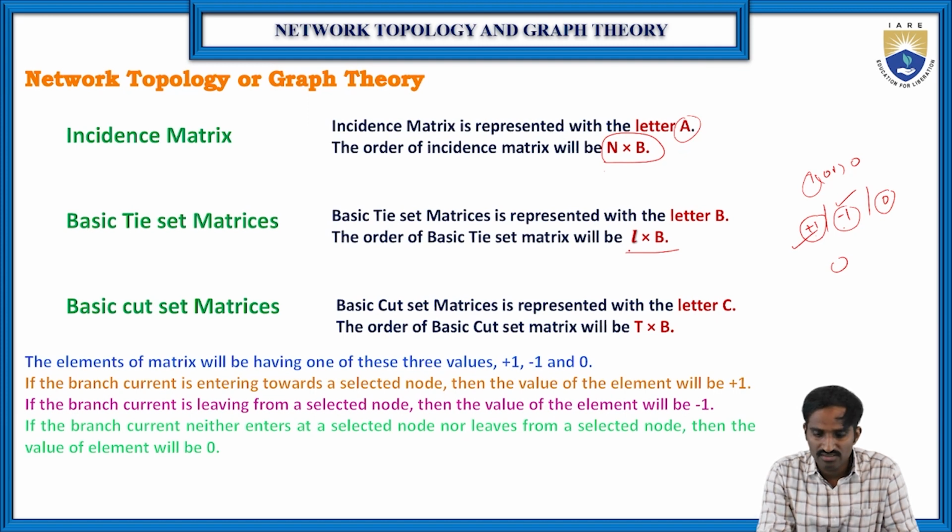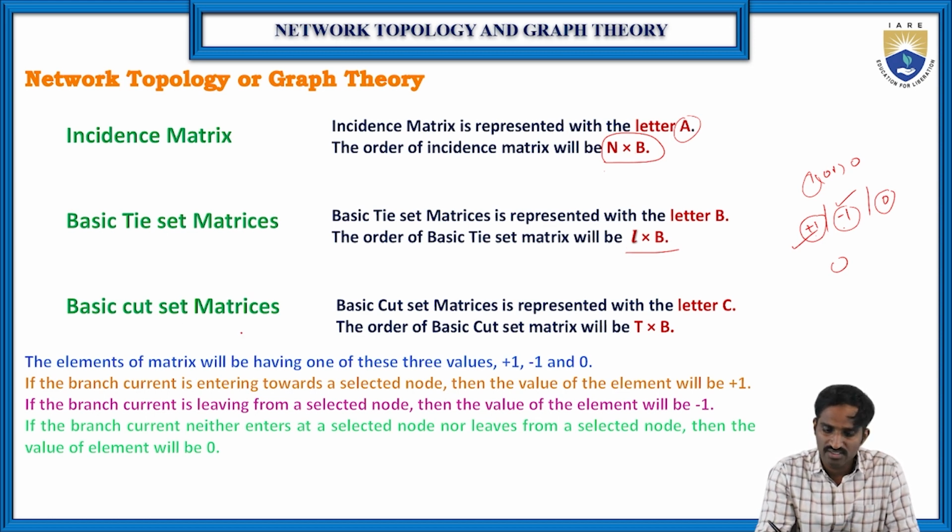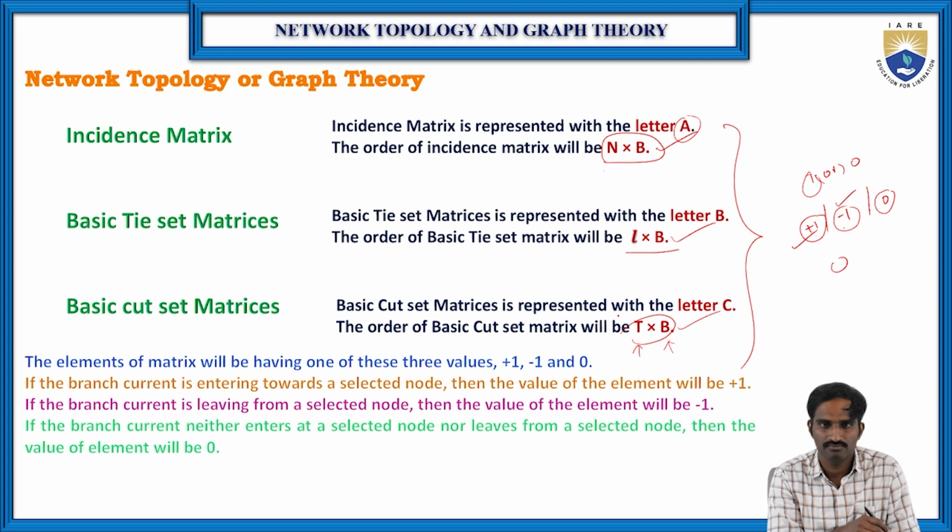Here B is of course the number of branches and L is the number of links. And in the basic cut-set matrix, it is T cross B, where T is the number of trees and B is again the number of branches. So you can see in all these three matrices, the number of columns is the same. The columns always represent branches, but the rows differ: in the incidence matrix, the rows represent the number of nodes, in the basic tie-set matrix, the rows represent the number of links, and in the basic cut-set matrix, the rows represent the number of trees. So this is the way to form the incidence matrix, basic tie-set matrix and cut-set matrix, that we will discuss in the next class.